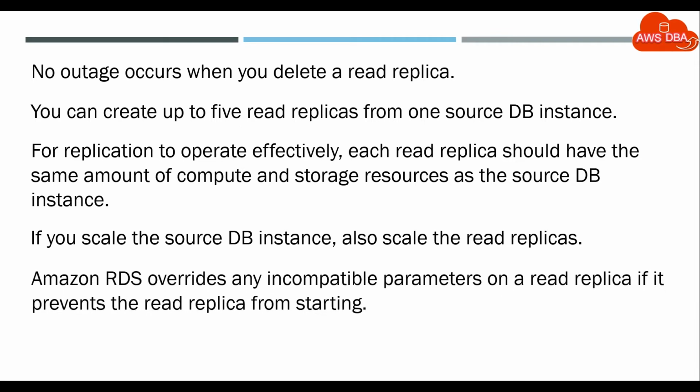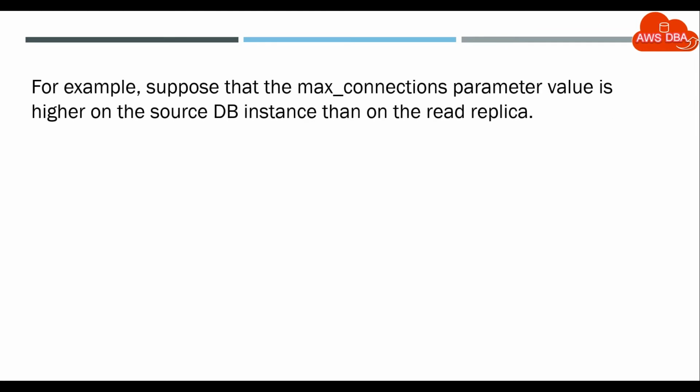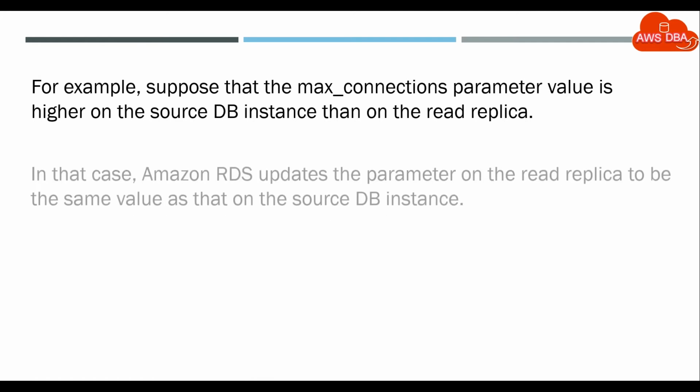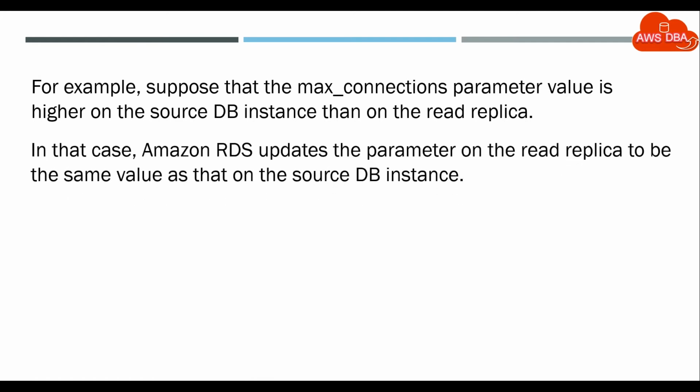Amazon RDS overrides any incompatible parameters on a read replica if it prevents the read replica from starting. For example, suppose that the max_connections parameter value is higher on the source DB instance than on the read replica. In that case, Amazon RDS updates the parameter on the read replica to be the same value as that on the source DB instance.